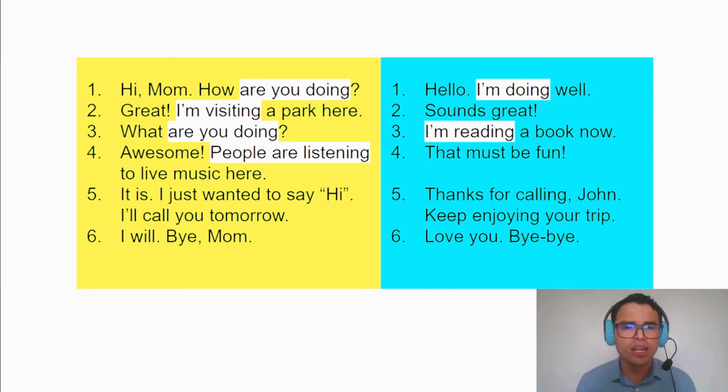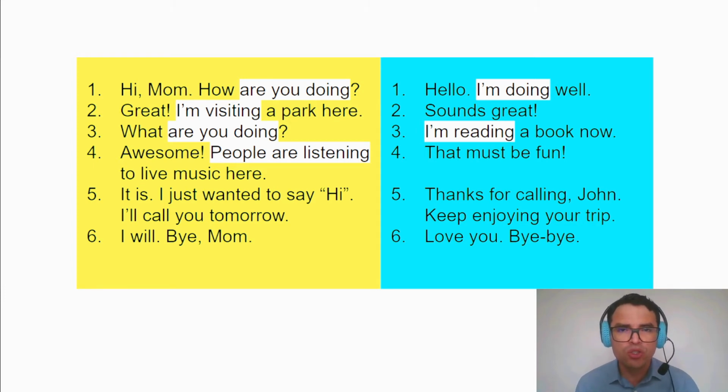Yes. Number 1, yellow. How are you doing? Present continuous to ask about how the other person is. Yellow. 2, I'm visiting. Present continuous to talk about what you are doing right now. Number 3, yellow. What are you doing?